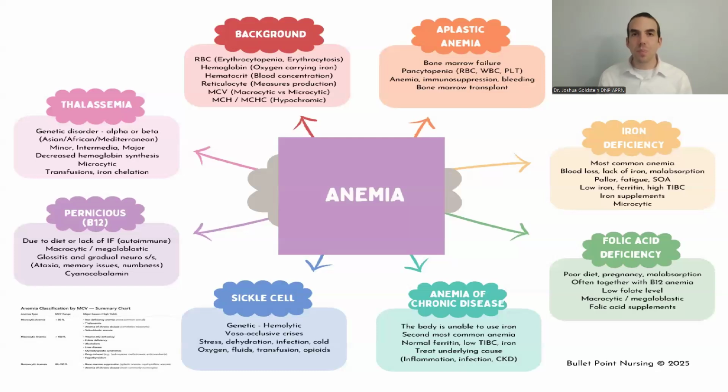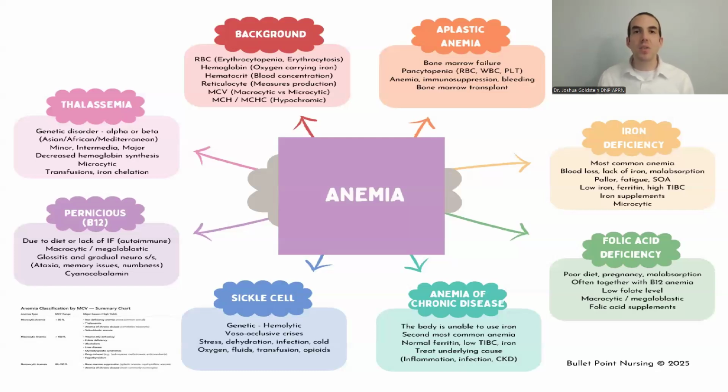Iron also is known to cause constipation. It can cause black stools. It is recommended to be taken on an empty stomach, and sometimes it's recommended to be taken with vitamin C containing juices such as orange juice to increase absorption. This is considered a microcytic anemia.